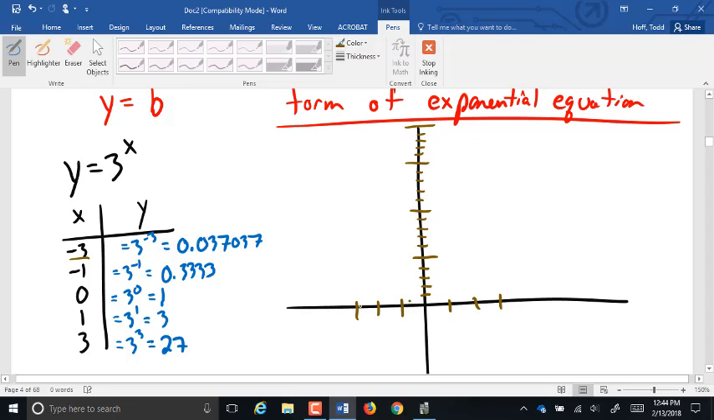So on our graph, at -3, we're almost nothing. We're down just bigger than 0. At -1, we're at 1/3. At 0, we're at 1. At 1, we go all the way up to 3. At 3, we go all the way up to 27, which is off the top of our graph. If x were 2, what would y be? 9. 3 squared would be 9. So we get this curve here.